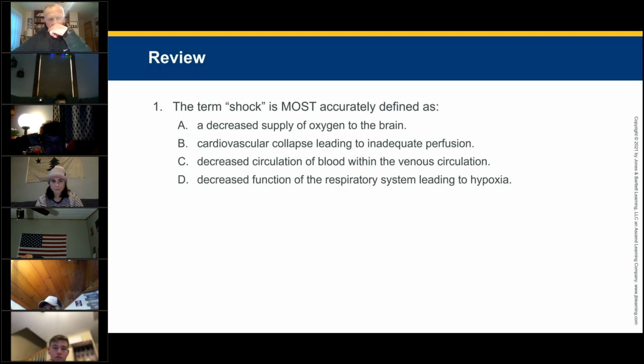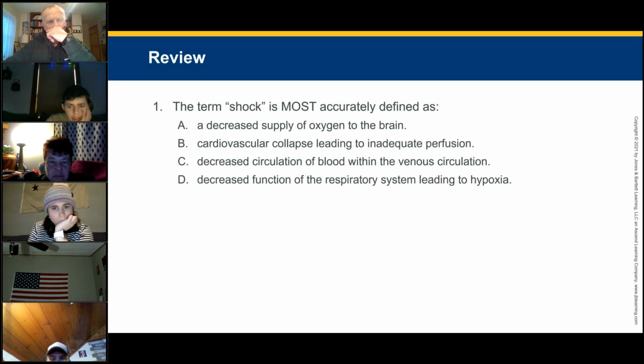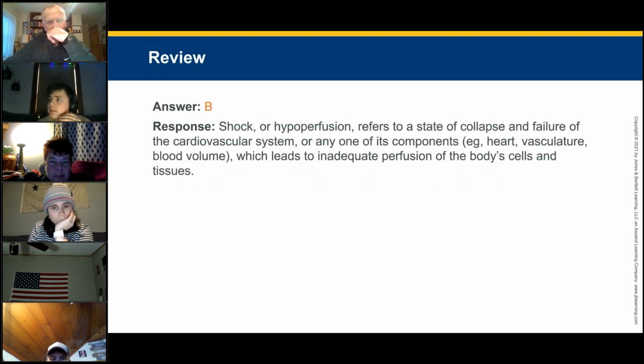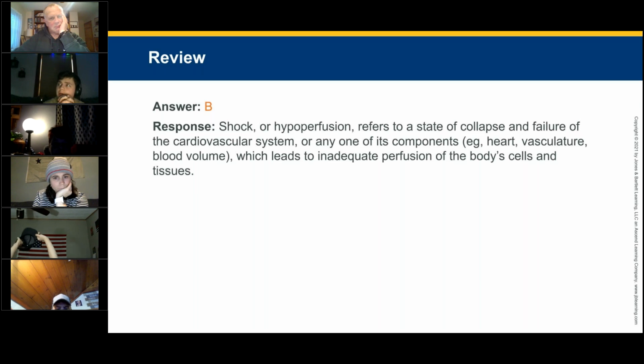The term shock is most accurately defined as what? Good. B. Remember, shock is referring to a state of collapse and failure of the cardiovascular system or any one of its components. And ultimately, it leads to the inadequate perfusion of the body's cells and tissues.